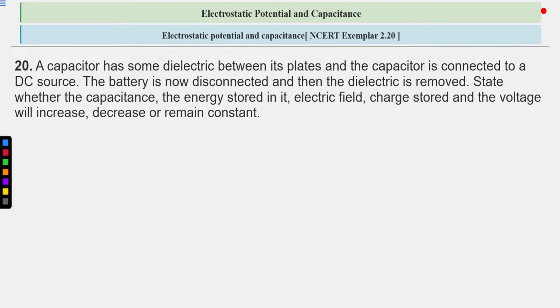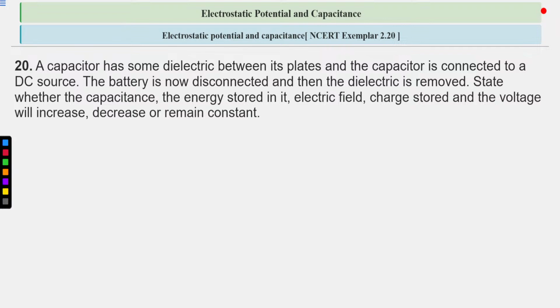Next question. A capacitor has some dielectric between its plates and the capacitor is connected to a DC source. The battery is now disconnected and then the dielectric is removed. State whether the capacitance, the energy stored, the electric field, the charge stored and the voltage will increase, decrease or remain constant.